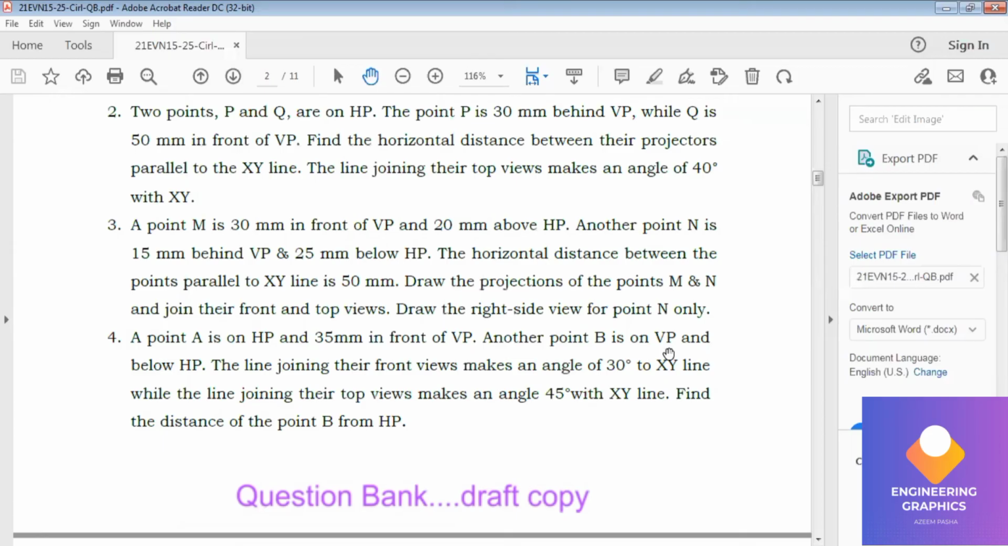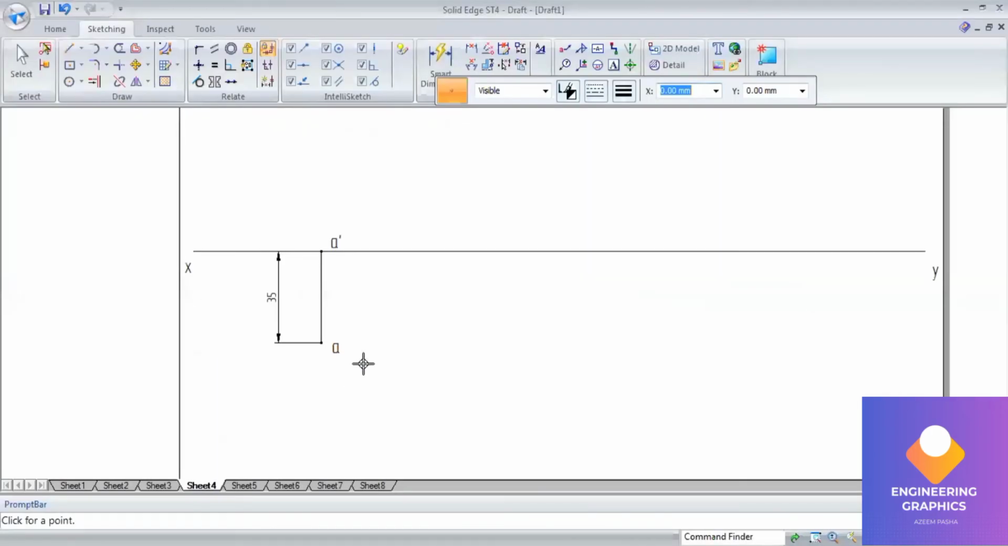So what is saying, the point B is on VP. On VP means top view, and below HP. Below HP means it is front view and it is lying in the third and fourth quadrant. Okay, in both this third and fourth quadrant, the front view will be lying below the XY line.